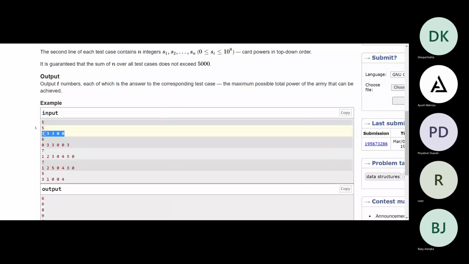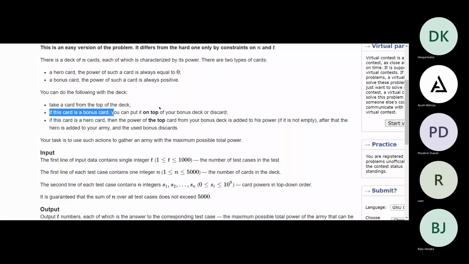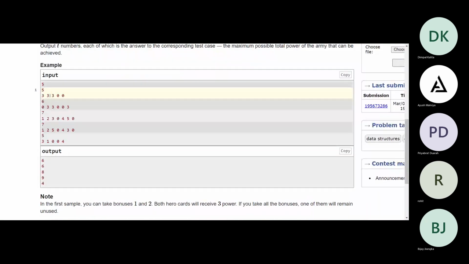So what we have to do basically is that we have to take a card, and if it is a bonus card, we can put it on the top of our bonus deck. And if it is a hero card, then the power of top card from our bonus deck will be added to this power. In simple words, if these three are our bonus card and this is our hero card, whenever we get a hero card, we'll just add the power of bonus card, which is 3 in this case, to our some variable. Suppose we have a variable called power, we will add 3 to it. Again, we have got another hero card, so we will again add 3. So the answer in this case will be 6.